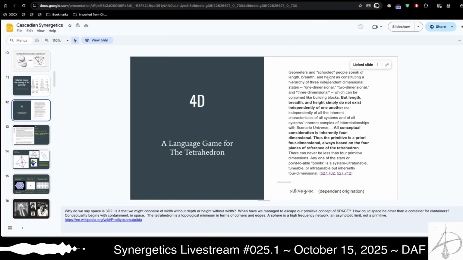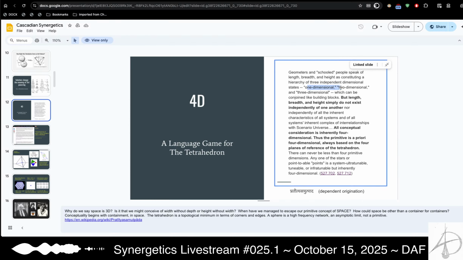Geometers and schooled people speak of length, breadth, and height as constituting a hierarchy of 3 independent dimensional states, 1-dimensional, 2-dimensional, and 3-dimensional, which can be conjoined like building blocks. But length, breadth, and height simply do not exist independently of one another, or independently of all the inherent characteristics of all systems, and of all systems' inherent complex of interrelationships with scenario universe. All conceptual consideration is inherently 4-dimensional.